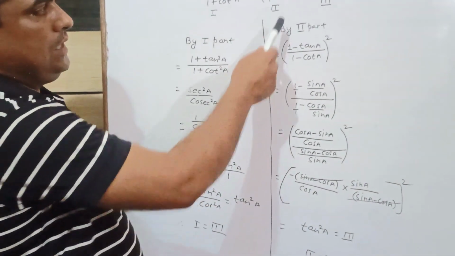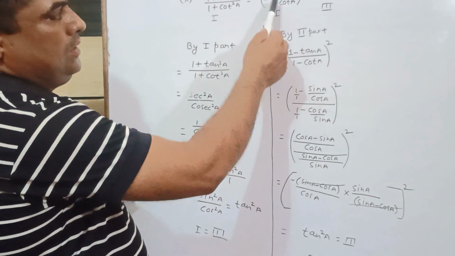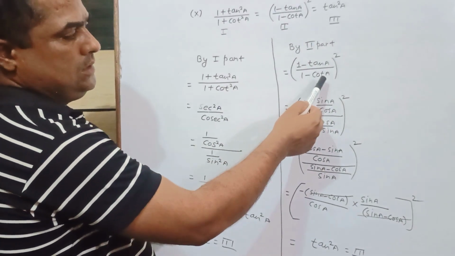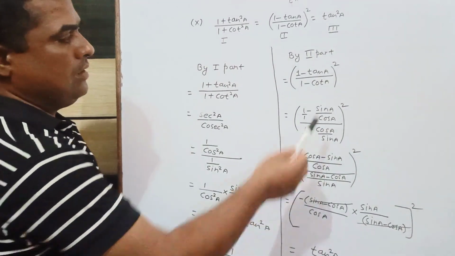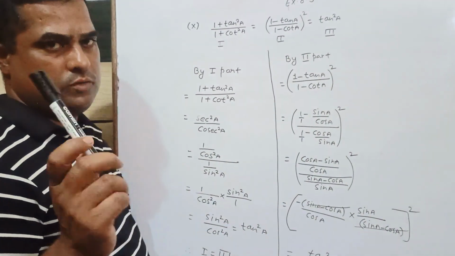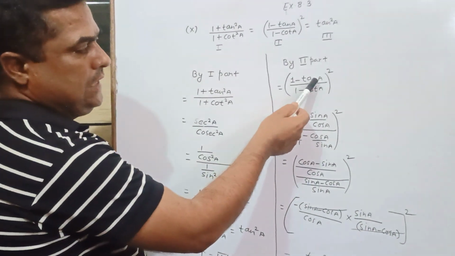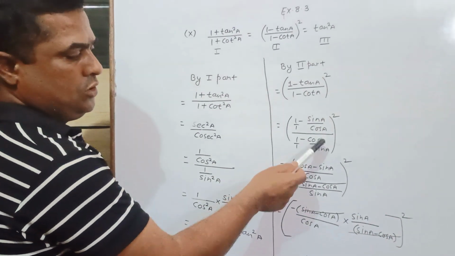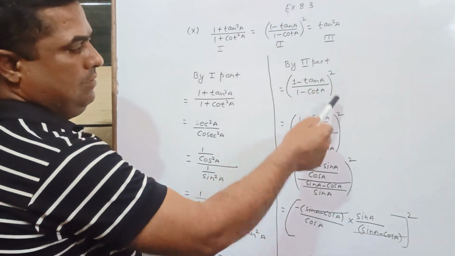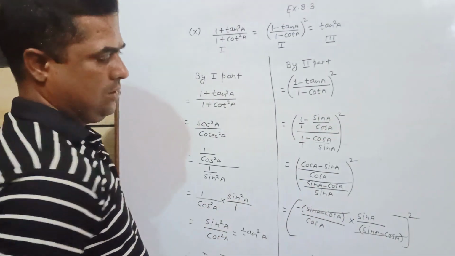Now what will we do? We will take second part here. So second part, this is 1 minus tan a upon 1 minus cot a whole square. We will convert this tan and cot in the terms of sin and cos. The value of this tan a, this is sin a upon cos a. The value of cot a, this is cos a upon sin a. And we have whole square here, so we will take square of this part.